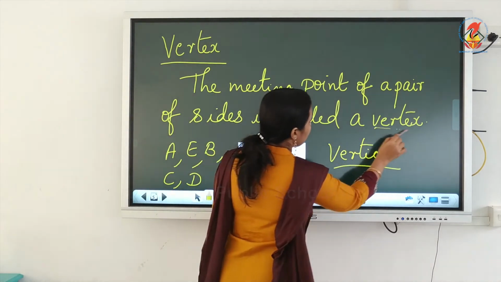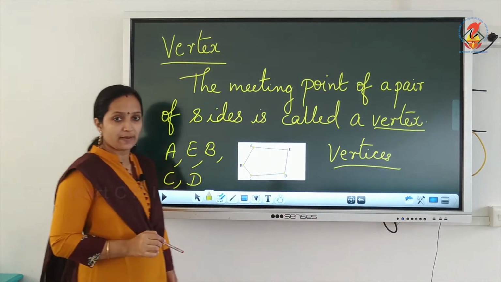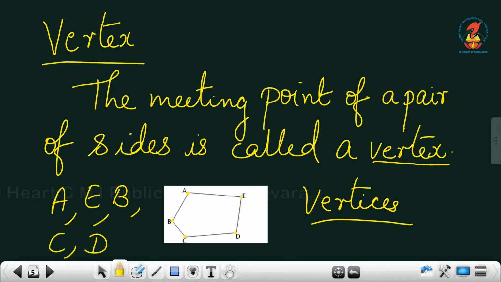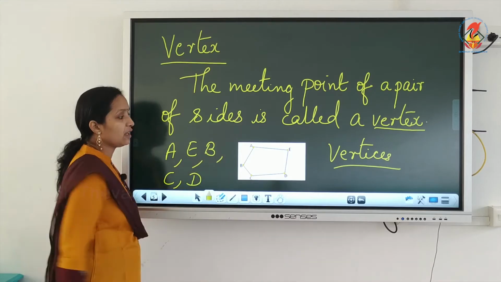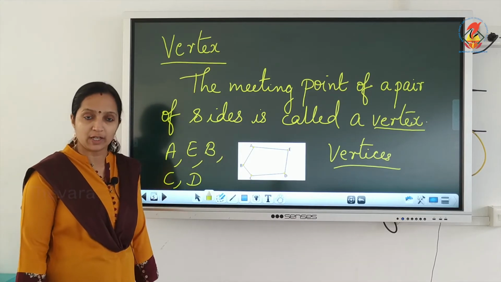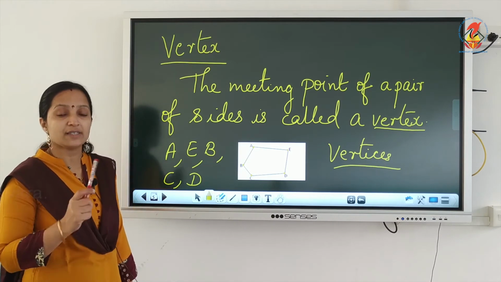Vertex is the word and in plural we say vertices. So, here A is a vertex, E is a vertex, D is a vertex, C is a vertex and B is a vertex. So, we can say there are 5 vertices in this particular polygon. Vertex means the corner point.